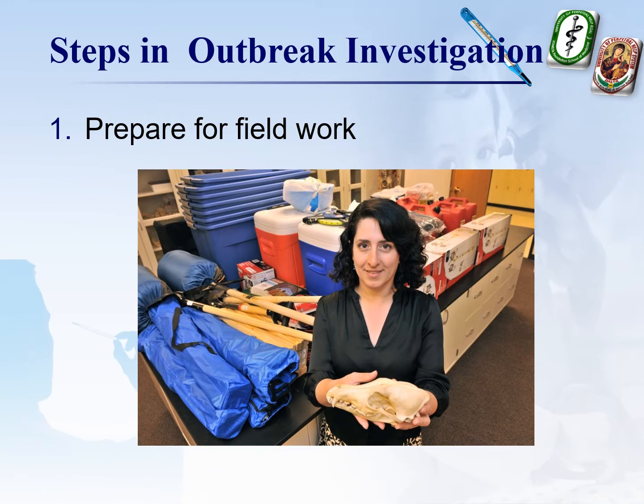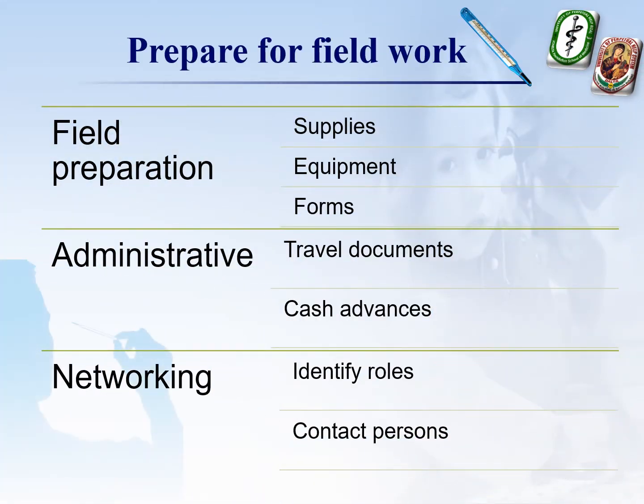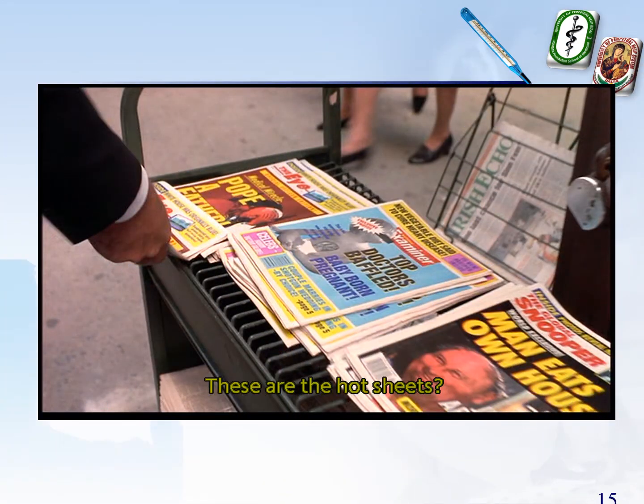So, what are the steps in outbreak investigation? Before leaving for the field, the epidemiologist researches the disease and gathers supplies and equipment that you will need. You make necessary administrative and personal arrangements for such things as travel, consult with all parties to determine their role in the investigation, and who local contacts will be once you arrive on the scene. So these are the things that you must prepare for field work: field preparation, administrative, your network.